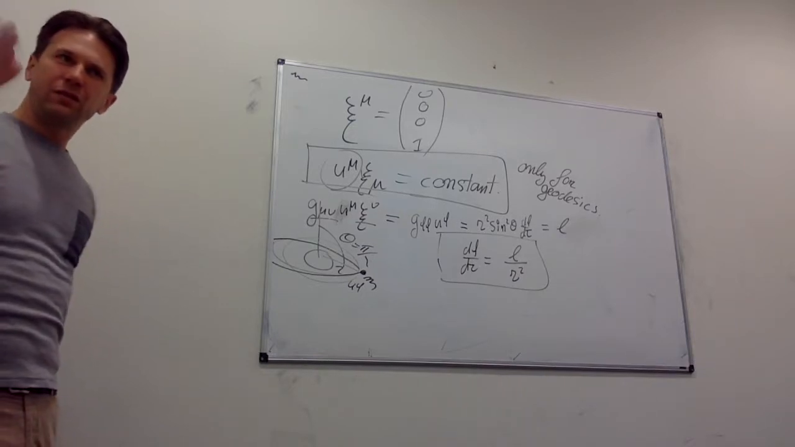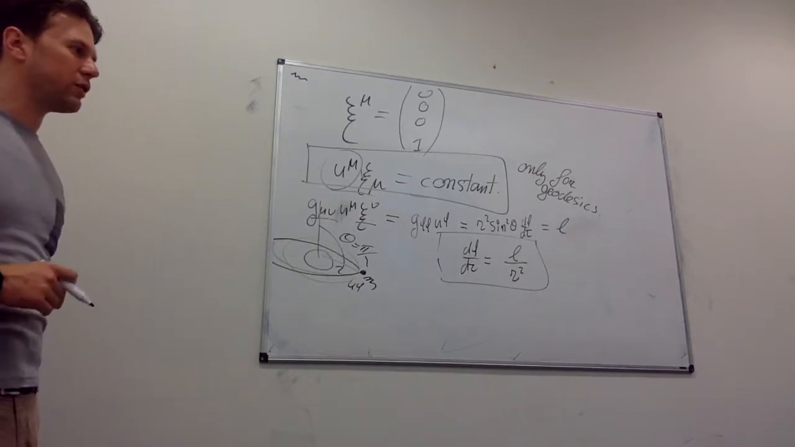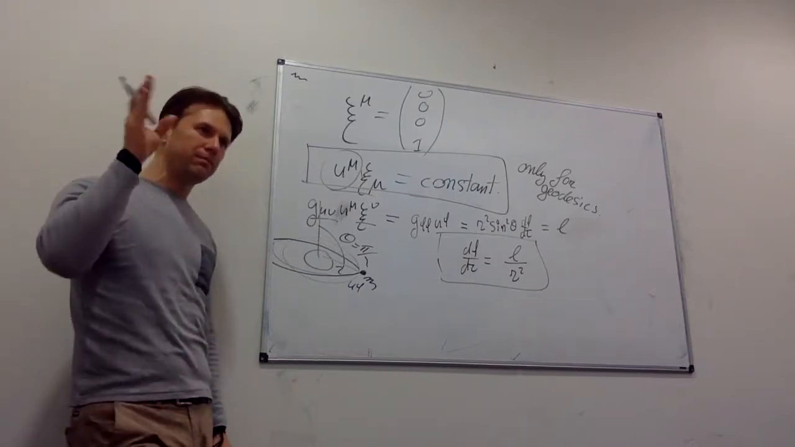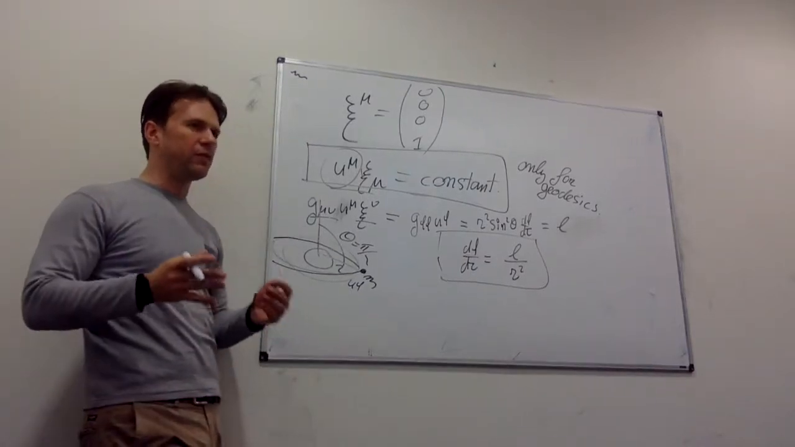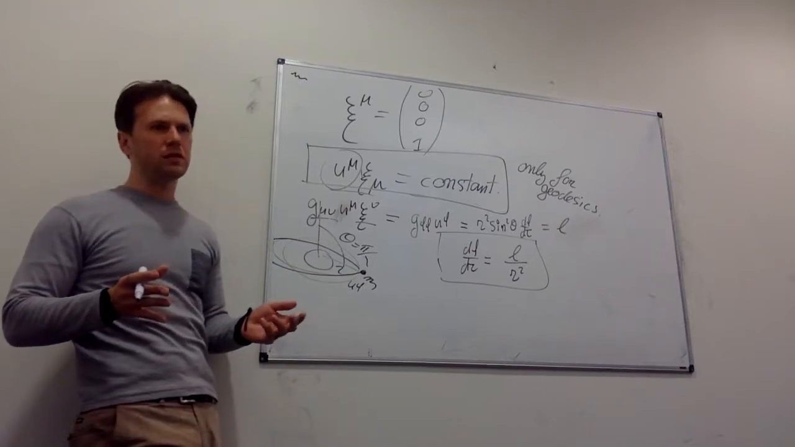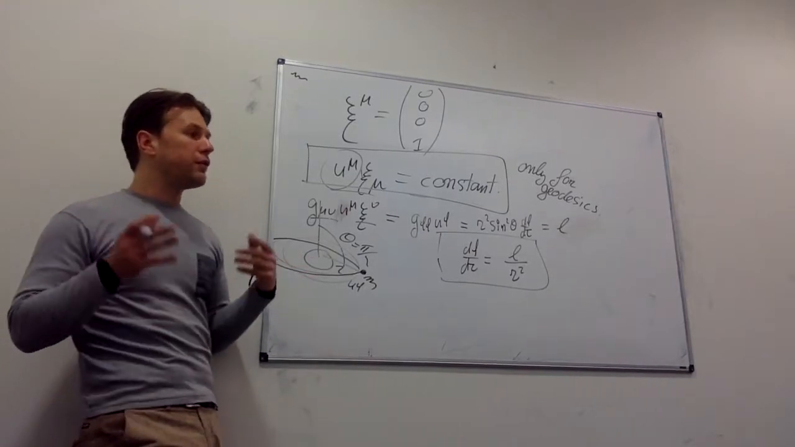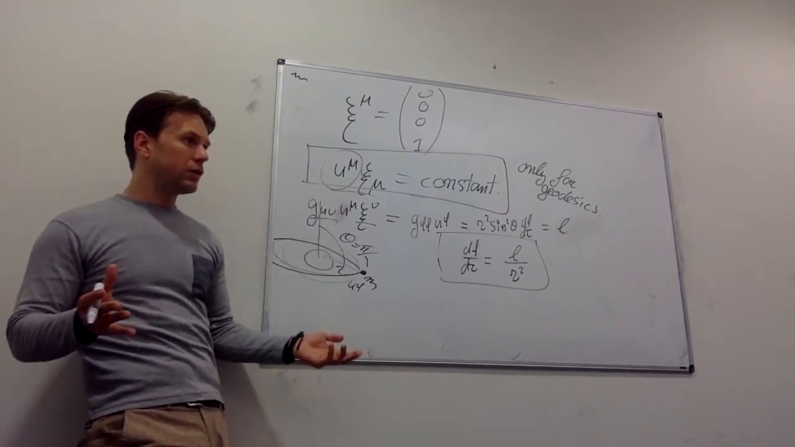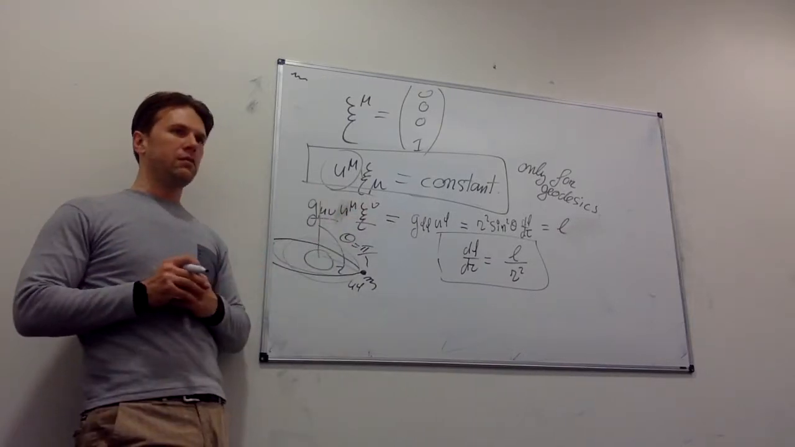This is why Hartle's book starts already before doing black hole stuff. It first explains Killing's theorem. It says, well, you don't always have to solve differential equations to understand how things work. You can also do it by these arguments, which is pretty cool.